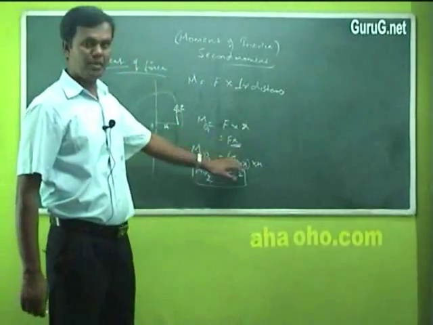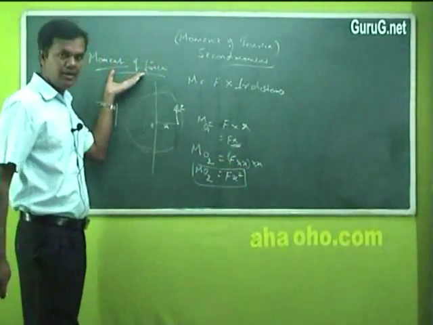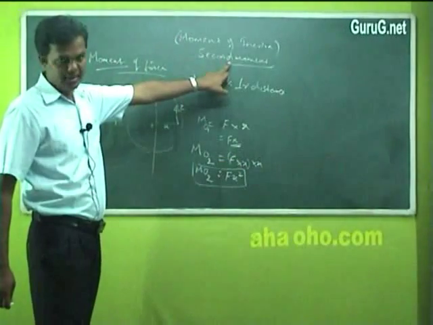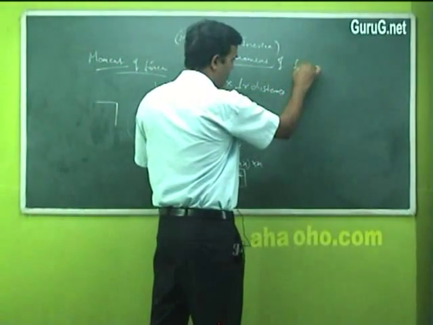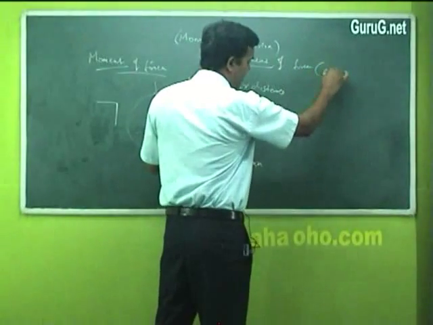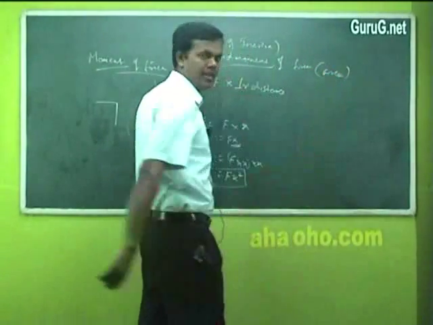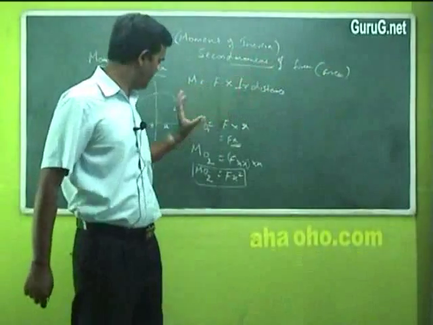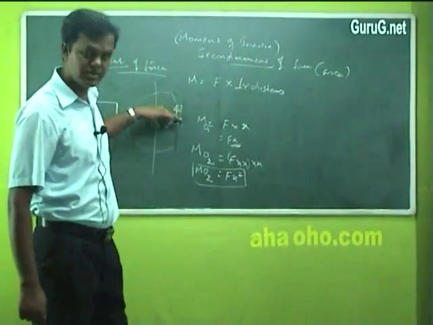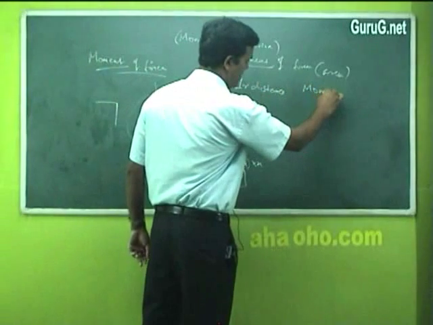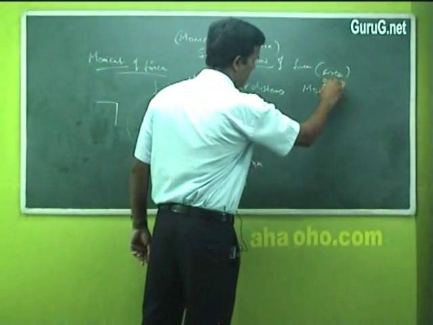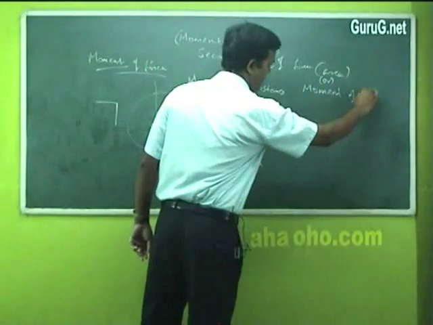The first time is F into x, and again multiplying the second time for the same moment, it's called second moment. It is the second moment of force and area. It is the second moment of that particular area or that particular force. It is also known as moment of inertia.